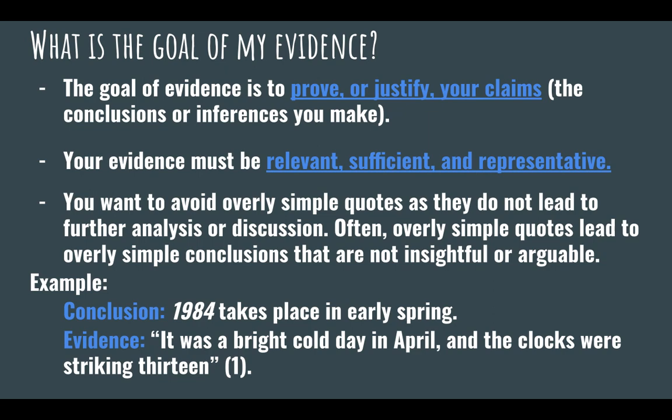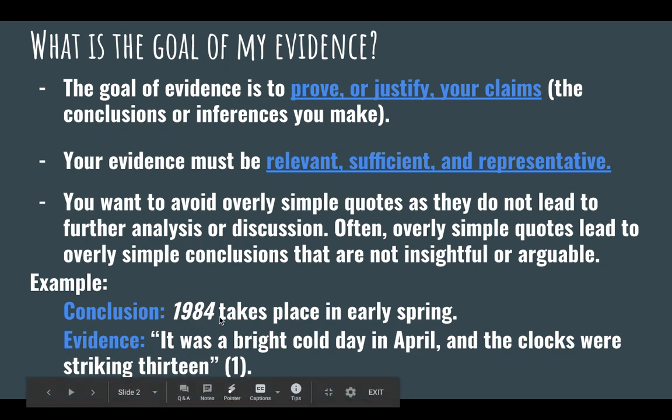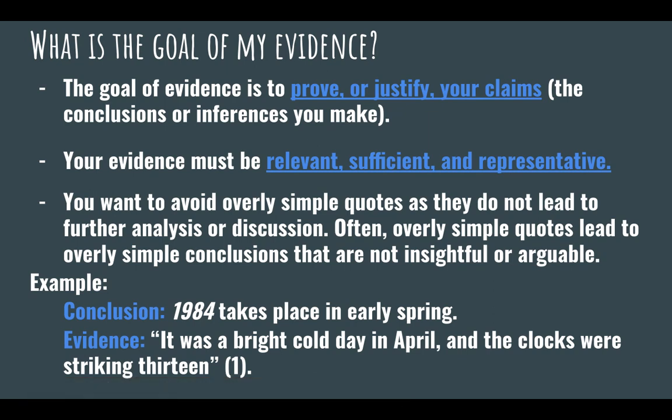So you're going to make a conclusion. 1984 takes place in early spring. And the evidence for that, it was a bright, cold day in April and the clocks were striking 13. While that's a nice quote to choose, the conclusion that it takes place in early spring, we're not really going anywhere, right? That's not really arguable. If I threw that into the discussion, you guys would all look at me and be like, okay, duh, yeah, where do we go from here?